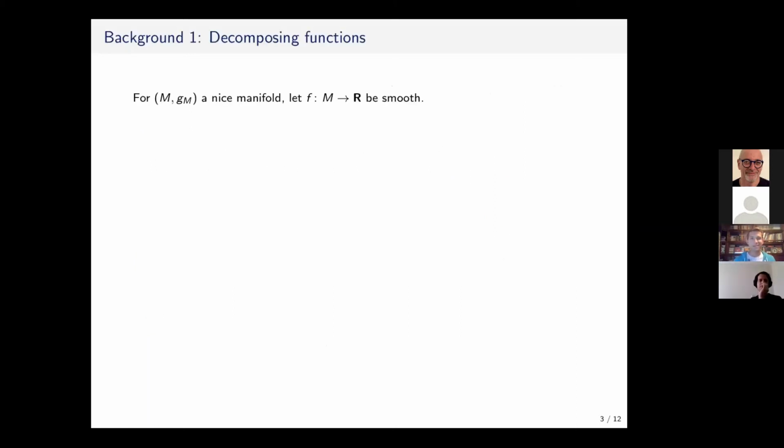Okay, so let's start with some background. So before we restrict to the sphere, if we just have a manifold with a Riemannian metric, nice in this case means whatever you want, smooth, compact, connected, and we have a function to the real line.